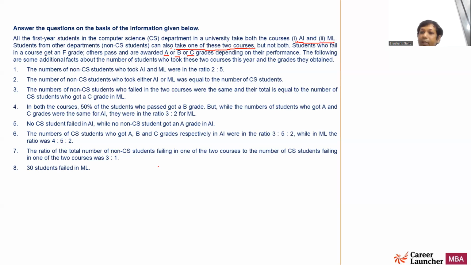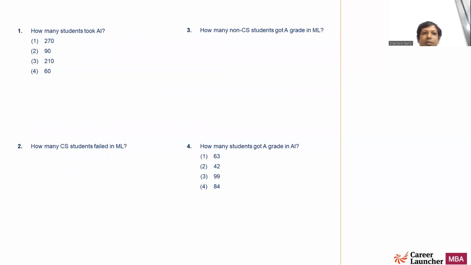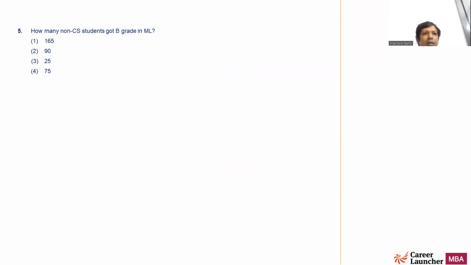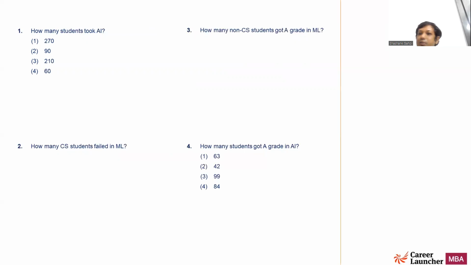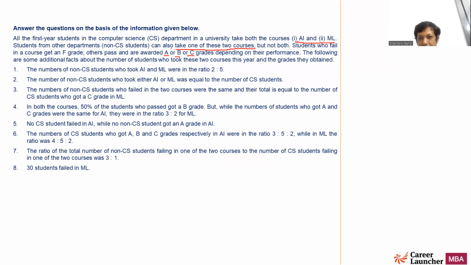So what I'm going to do is read the questions first. How many students took AI? And that is a definite question. How many CS students failed in ML? Again, it is a definite question. How many non-CS students? Oh, so all the questions are definite. No question is saying if this happens, then what is the value? So it means it is going to be a set of definite arrangement. So more or less, I am supposed to get all the possible values so that I can answer all the questions. When we have a question of definite arrangement, we are supposed to fill the table completely.